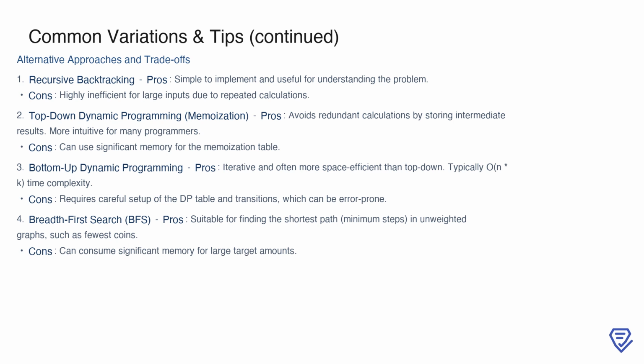Lastly, breadth-first search, or BFS, is another option, especially when you're looking for the shortest path, such as the minimum number of coins. The downside is that BFS can require a lot of memory for large target amounts, so it's important to weigh these considerations when choosing your approach.